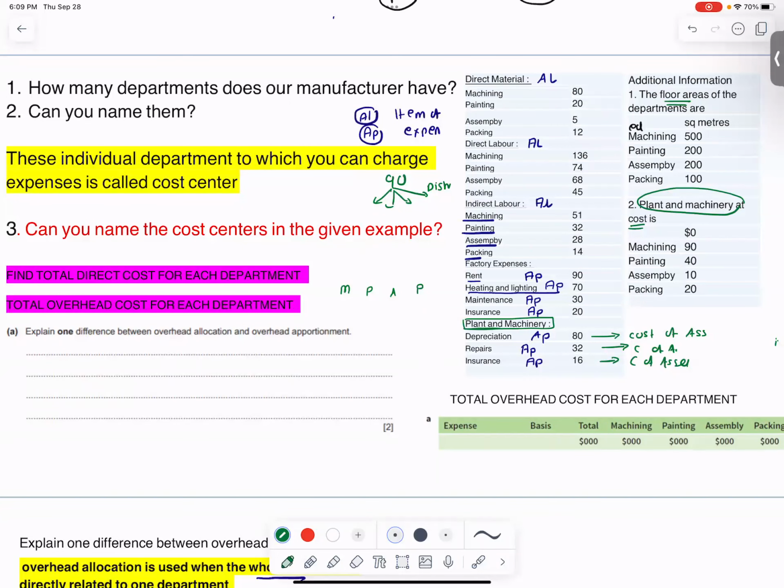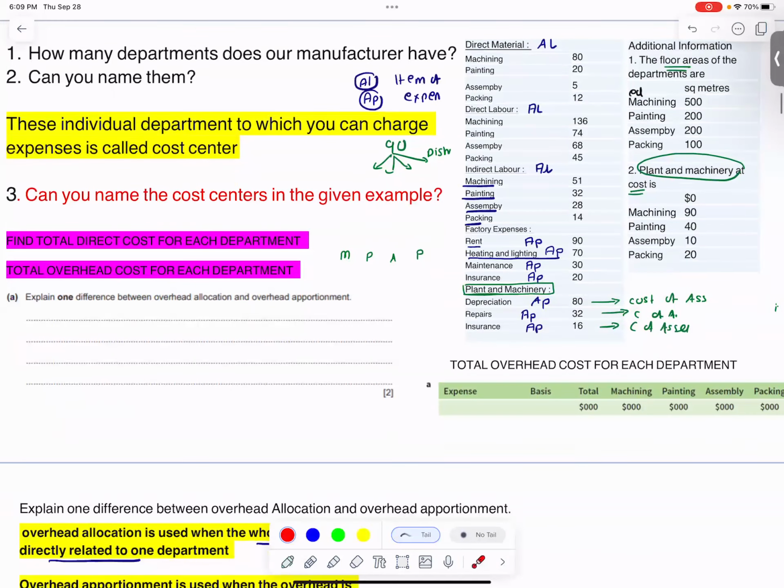Okay. So the first thing we need to know is: what is allocation? Allocation is when the whole item of expenditure is related to only one department. What is apportionment? When the expense is related to more than one department.